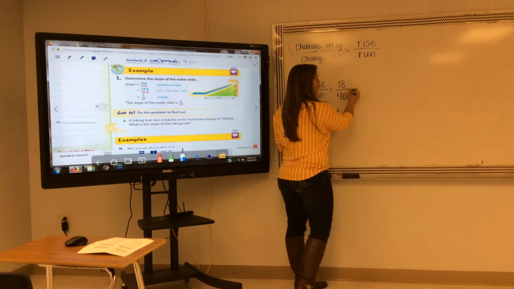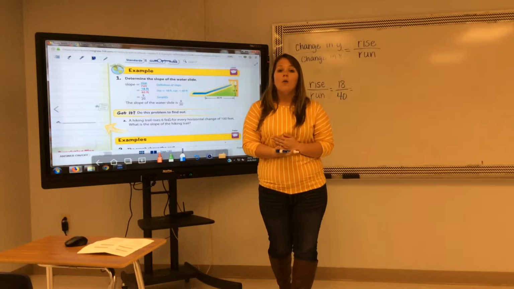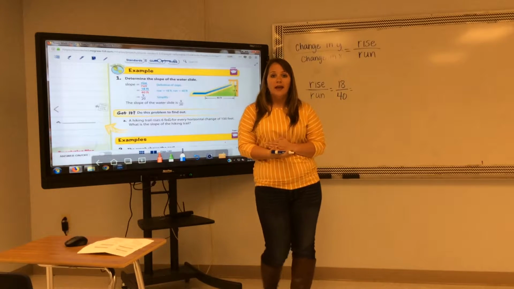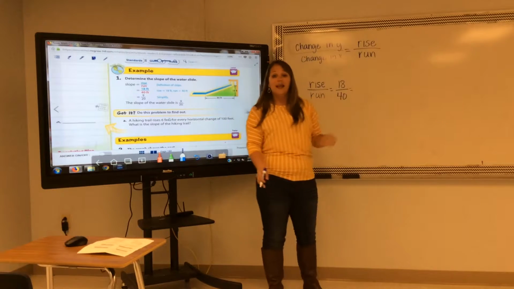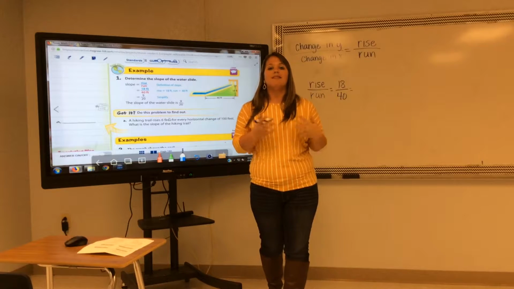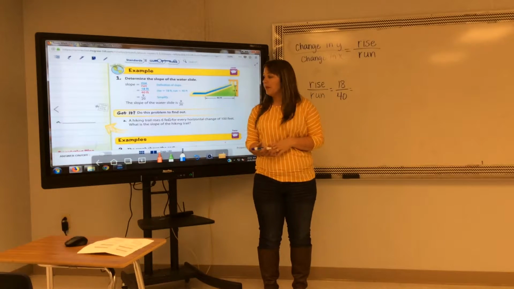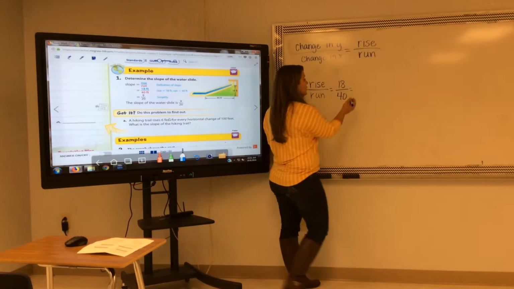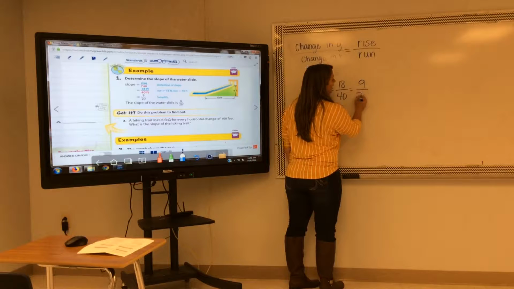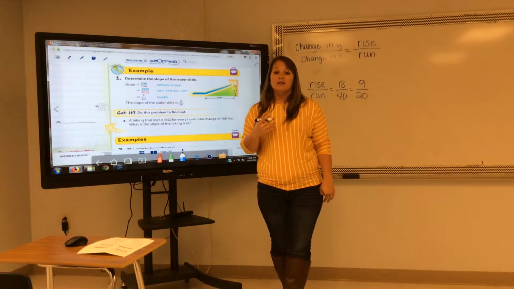So 18 over 40 must be simplified. Always, always, always leave it as a fraction. Okay? It's your change in y over your change in x. It's your rise over your run. It's set up as a fraction. Leave it as a fraction, but make sure that it's in simplest form. Okay? So 18 over 40 can both be divided by 2. So 18 over 40 would become 9 over 20. And that is my slope, or my constant rate of change.